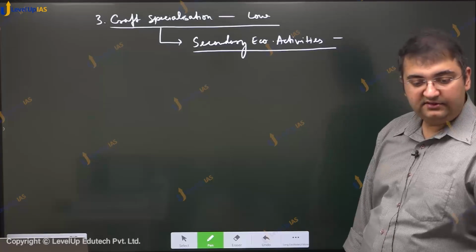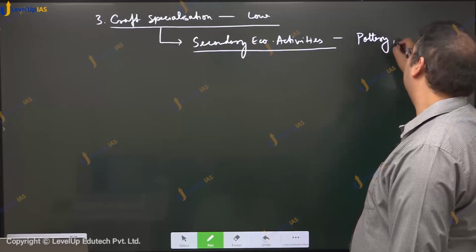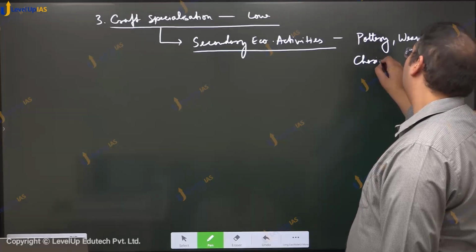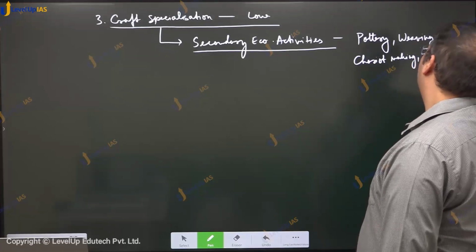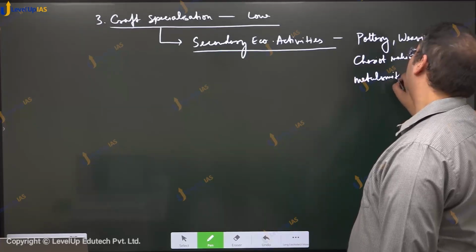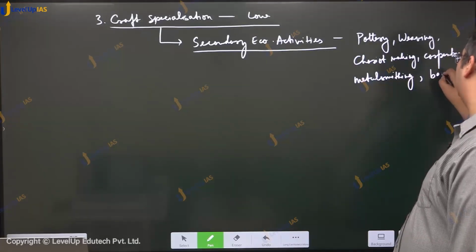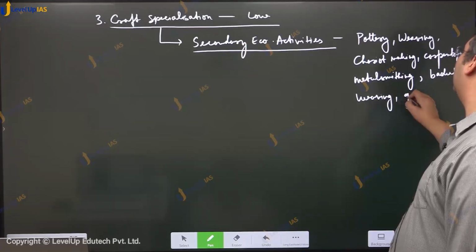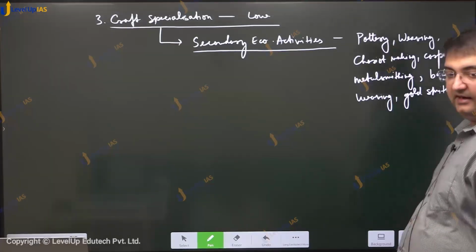Or artisanal production, such as pottery, weaving, chariot making, carpentry, metal smithing, basket weaving, goldsmithing, etc.